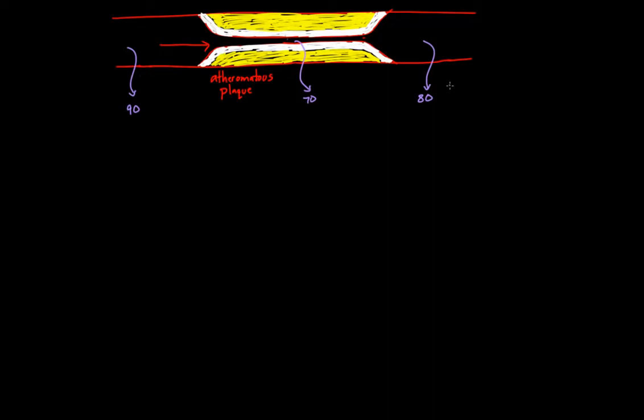But then what's going on between 70 and 80? That seems kind of strange, right? Because we usually think of blood moving from high to low pressure. And here, blood is moving from 70 and then going to 80. Now this seems a little counterintuitive because this is going against the pressure gradient. So how is that possible? Or have we made a mistake?